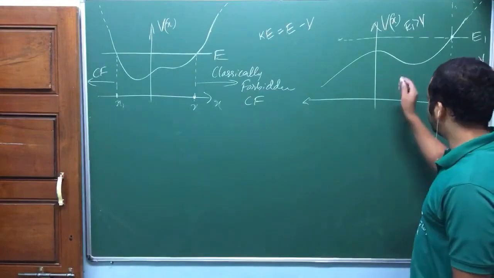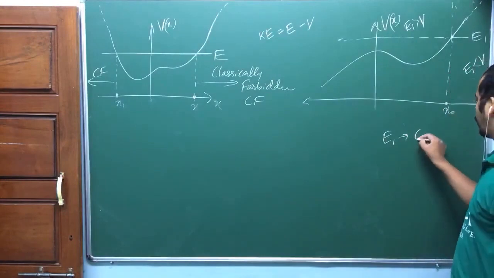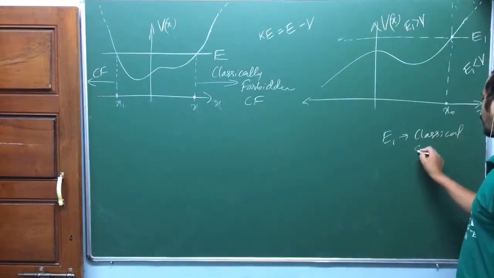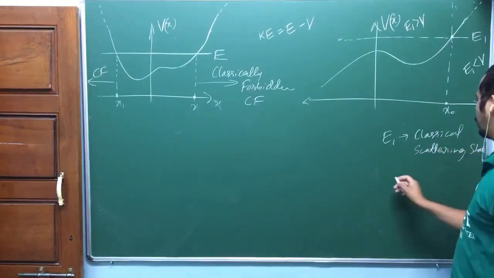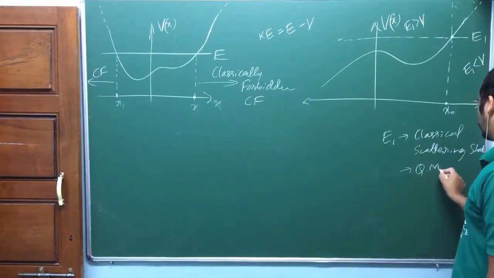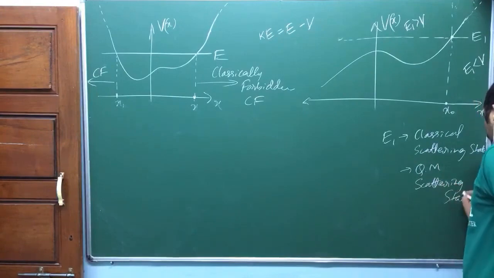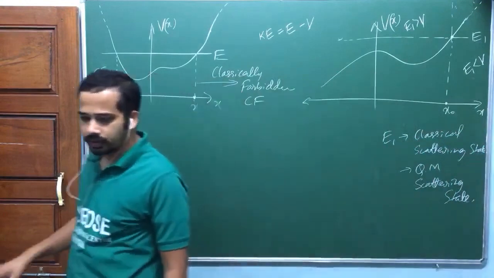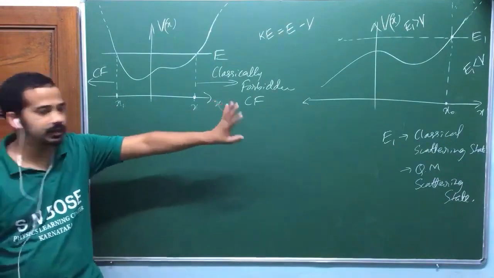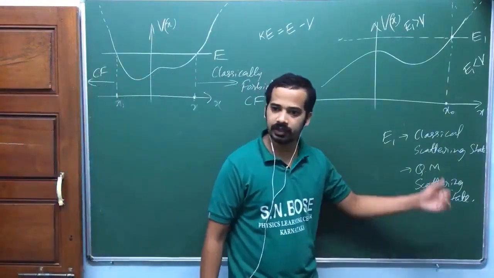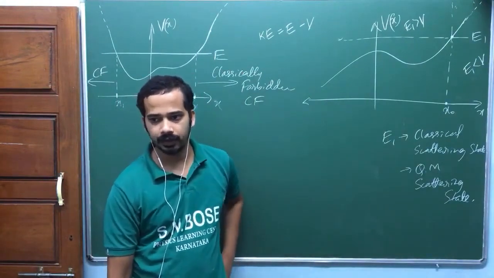So E1 is a classical scattering state, and also a quantum mechanical scattering state. E1 is both a classical as well as a quantum mechanical scattering state. Scattering means it is not bound. It can go to infinity. It will escape to infinity. Is that okay? It will escape to infinity.